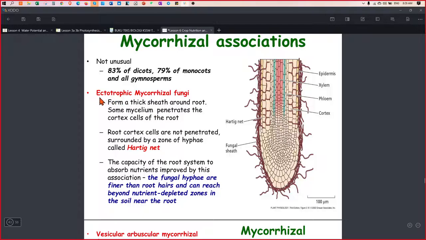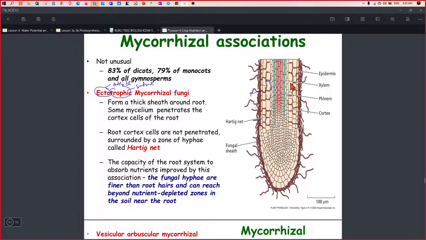The first type is the ectotrophic mycorrhiza. Ectotrophic means that this mycorrhiza, ecto means outside, trophic means surface, meaning that this mycorrhiza does not penetrate the cells or the tissue inside the root. They just live on the surface that you see here. It's just on the surface or in between cells, in the crevices of the cell, but never inside the cell.